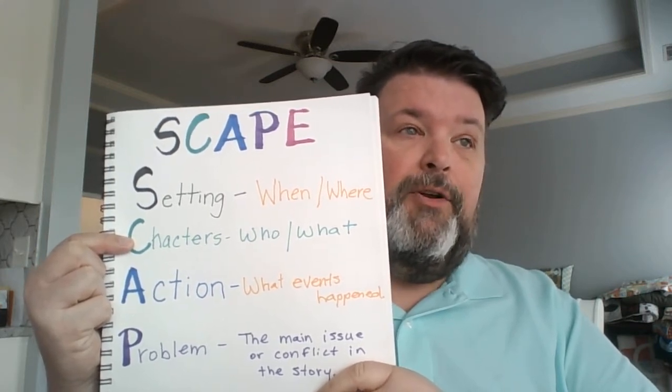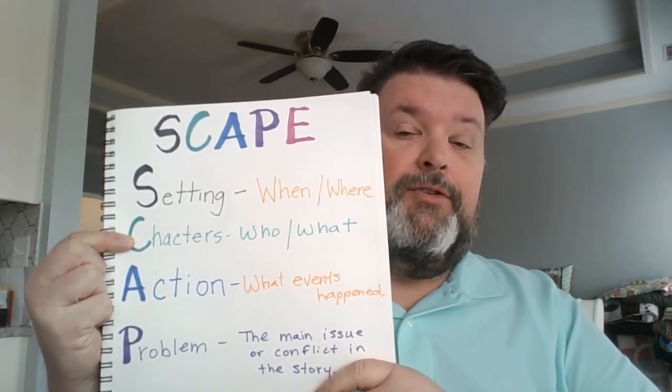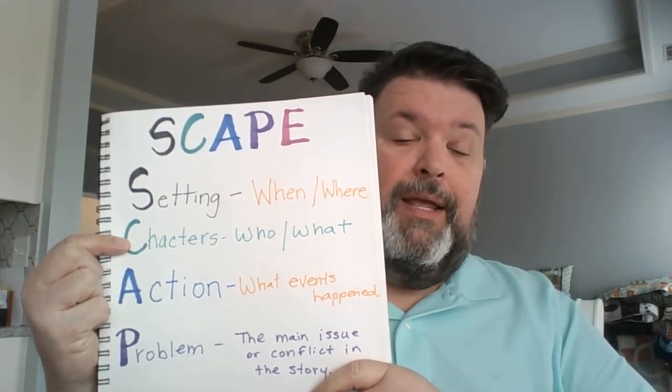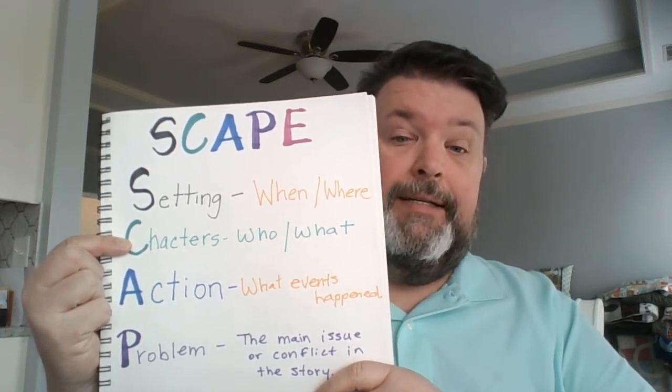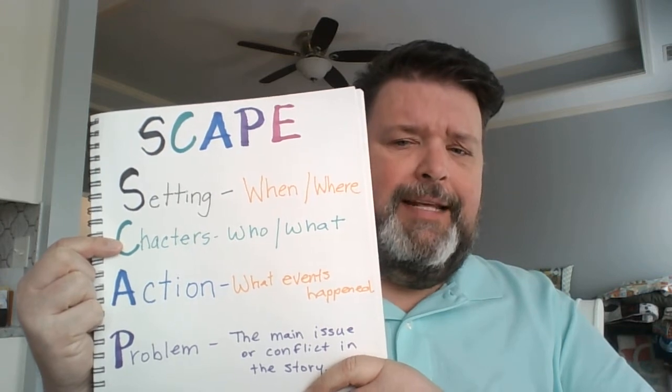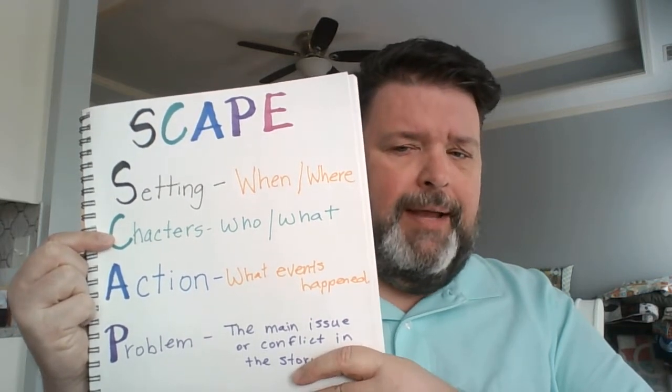Character is the who or what the story is about. When we talk about who or what, it's because if the story is about a person, it's a who. If it's about an animal, it's a what. And I know some people get mad that I said an animal is a what, but it's okay.